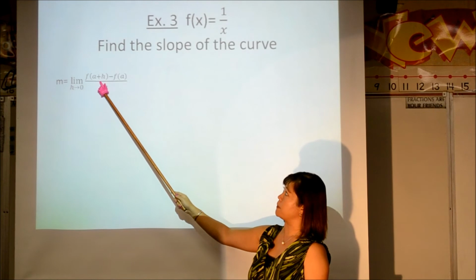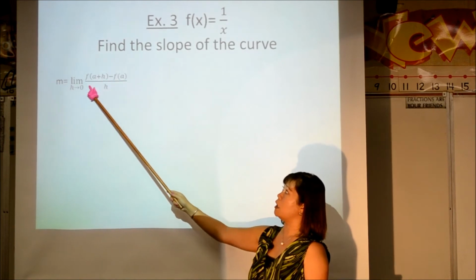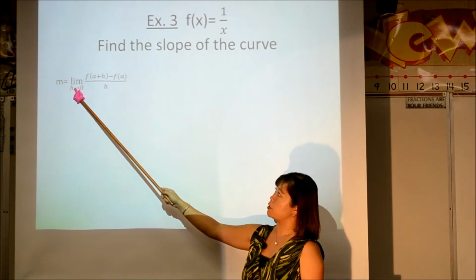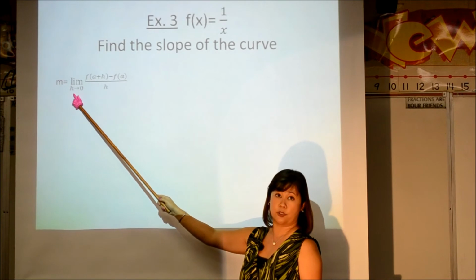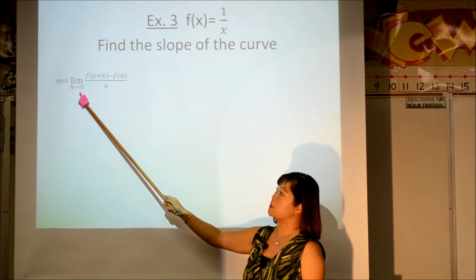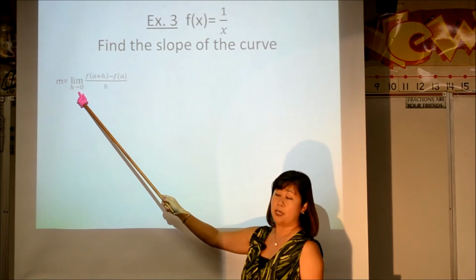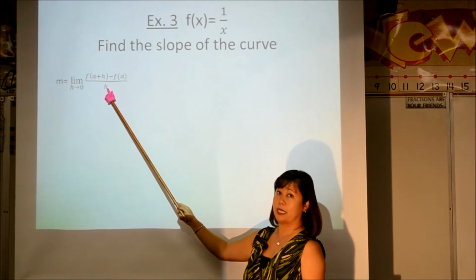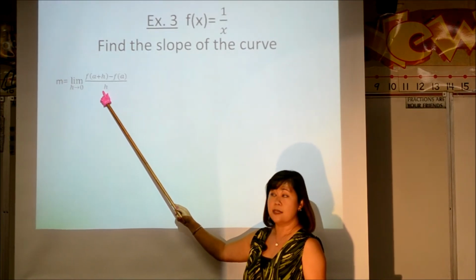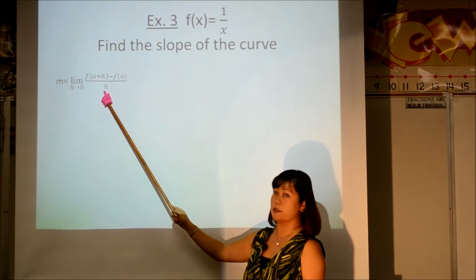We have f of a plus h minus f of a all over h. Make sure you also do the limit as h approaches 0. Now you will not substitute in 0 for h right away, because if I substitute 0 for h right here, it's going to be undefined, since something divided by 0 is undefined.